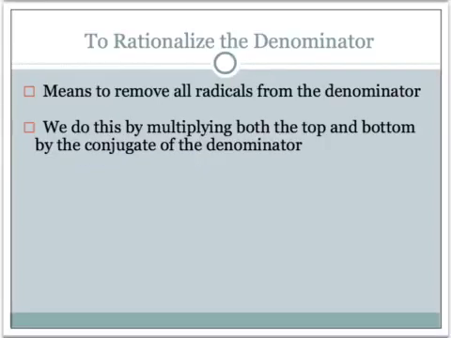Okay, so to rationalize the denominator means to remove all radicals from the denominator. And we do this by multiplying both the top and bottom by the conjugate. Let me show you what I mean by a quick example. Let's say we have 3 divided by the square root of 2.